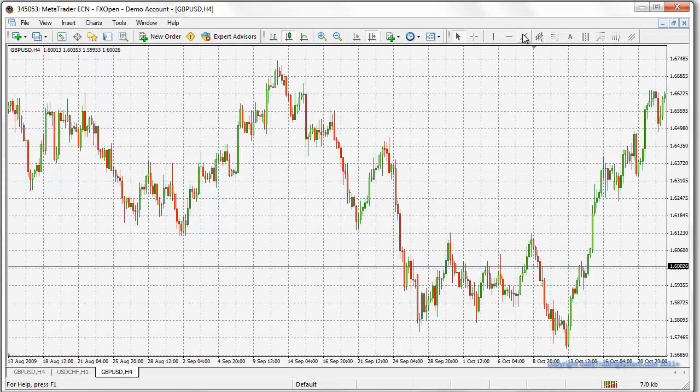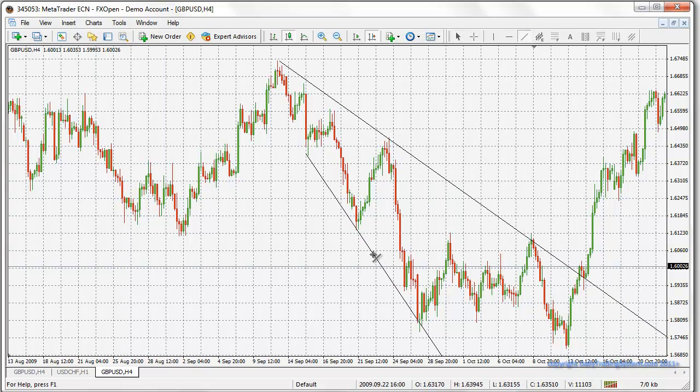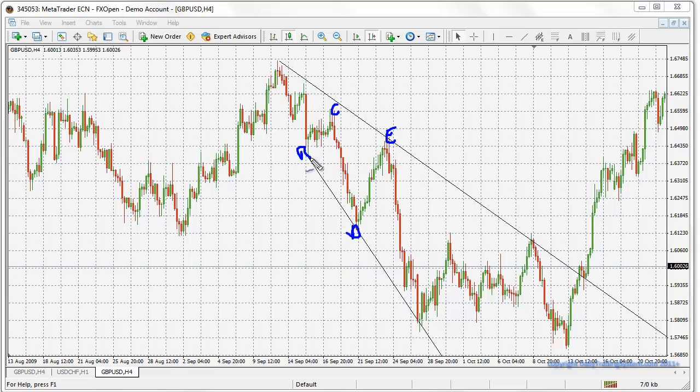Now we can draw this trend line from down here to there, and this trend line from here down to here. You can see how it's expanding out. This will be E, this will be D, this will be C, this will be B, and this will be A. Then there was a huge reversal on it. That's your expansion waves.